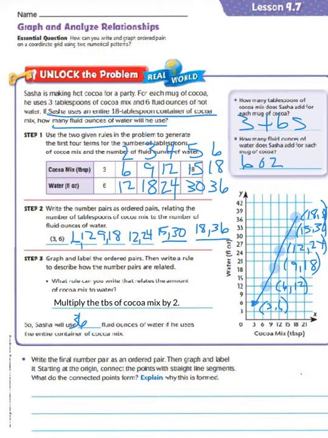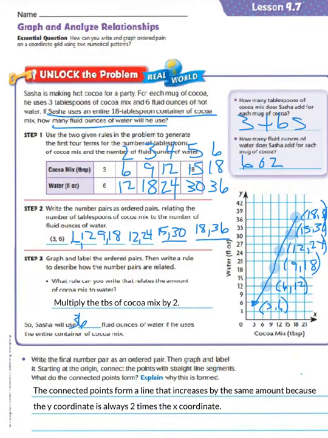Well, we've already done the first part of it, so we're going to answer the question that says, what do the connected points form, and explain why this is formed. Well, the connected points form a line that increases by the same amount because the y-coordinate is always 2 times the x-coordinate.